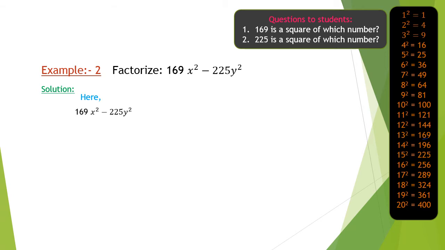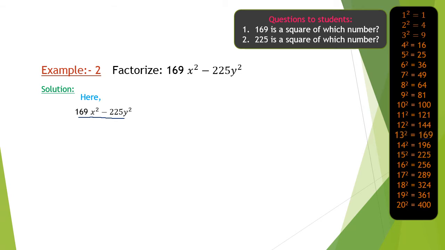Question to a student: 169 is a square of which number? Now we can see from the table on the right-hand side of your screen that 169 is a square of 13, isn't it? 225 is a square of which number? 225 is the square of 15. So we have to change this algebraic expression into a difference of squares of terms.